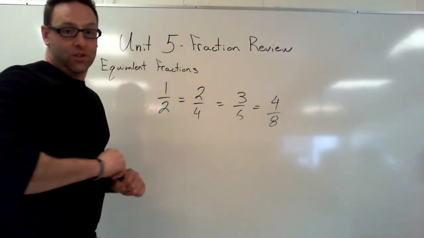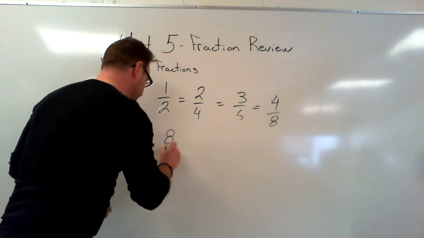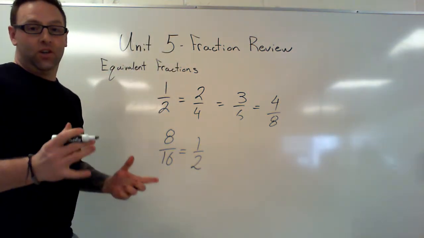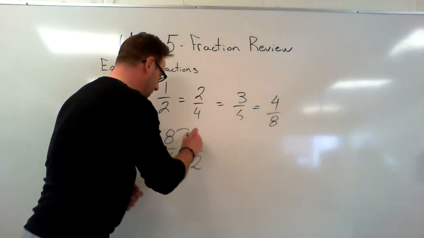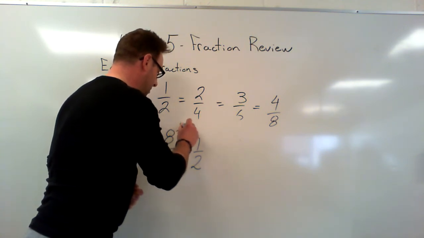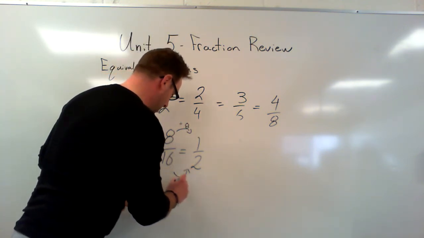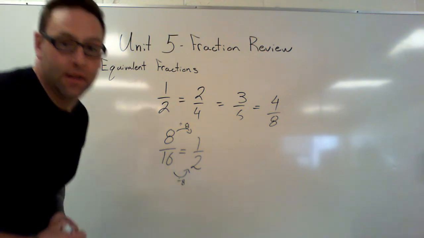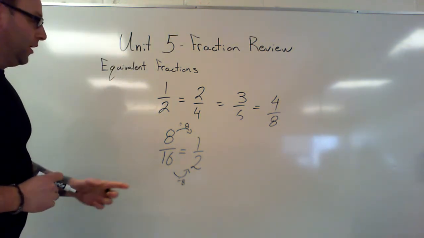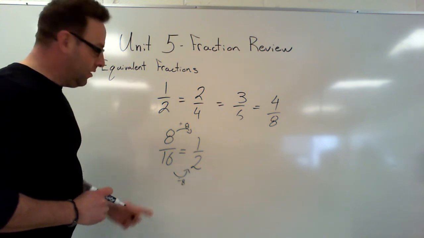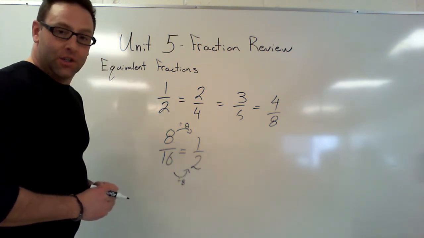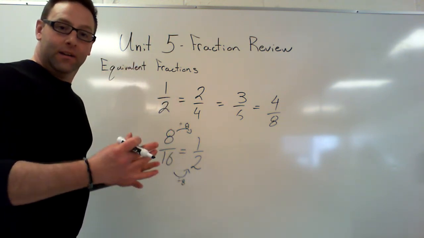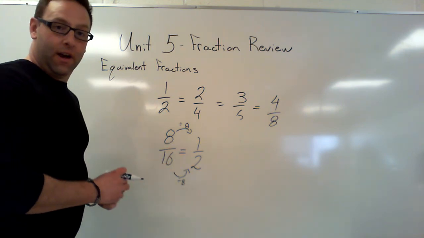Let's go the other way. Let's use division. Eight over 16 equals 1 over 2. I can divide both the top and the bottom by 8. The 1 on the bottom might be a little hard to see, but if I divide 8 by 8, I get 1. If I divide 16 by 8, I get 2. Okay? So multiply or divide the top and the bottom by 8, and you get your equivalent fraction of a half. Okay?